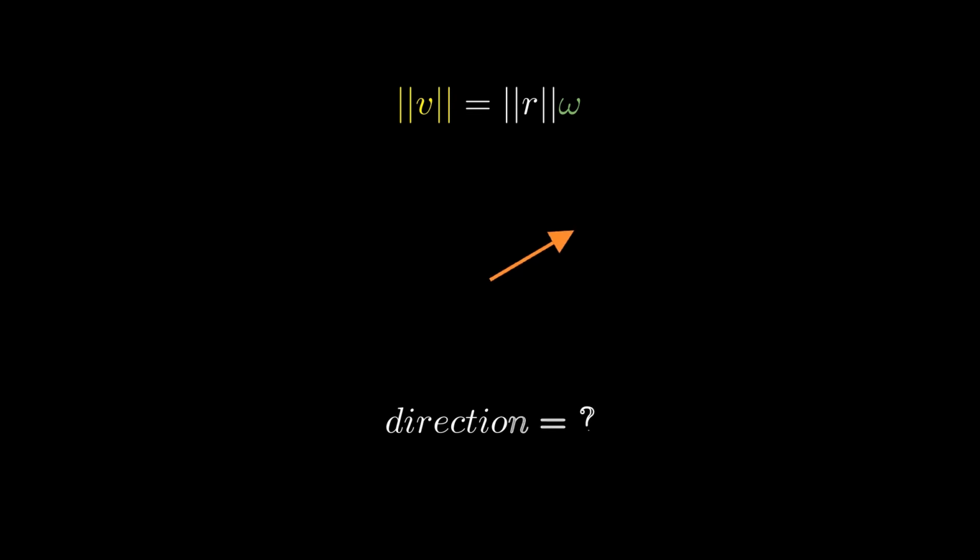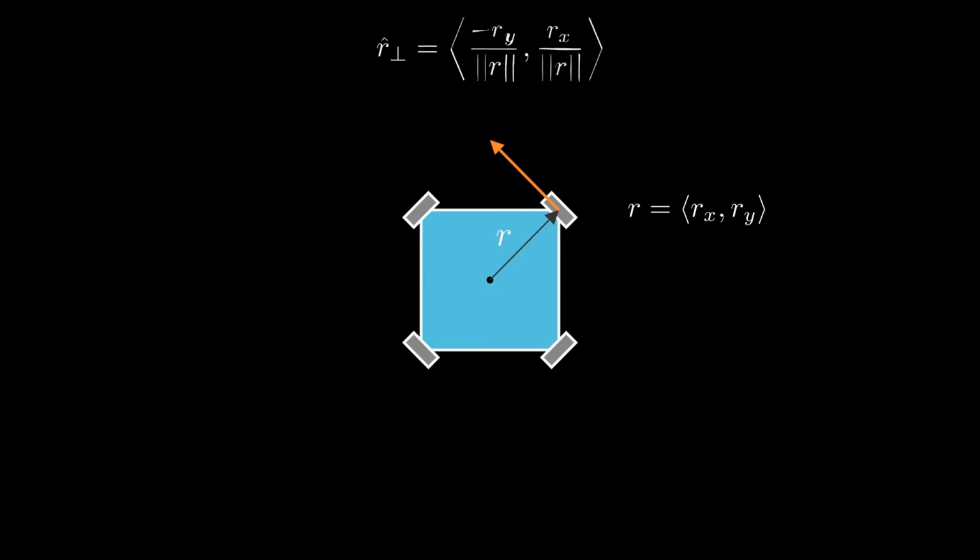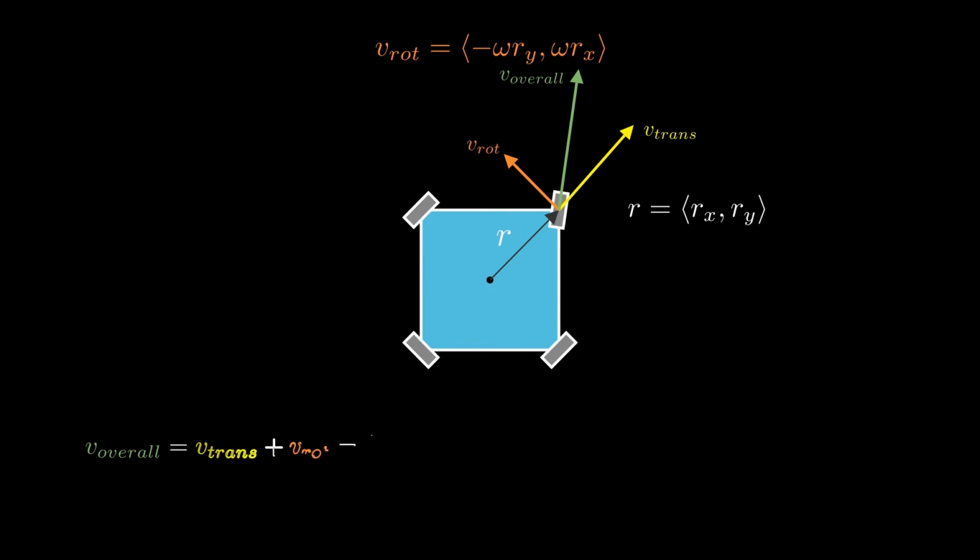We already have an expression for the magnitude of this tangential velocity, so all that's left is determining the direction. Since the position vector r is equal to (rx, ry), a vector perpendicular to this for counterclockwise motion is (negative ry, rx). Normalizing this gives us a unit vector that points in the direction tangent to the position vector. Multiplying this unit vector by the tangential speed v equals r omega causes the magnitude of the position vector to cancel out, which simply leaves us with the following, which gives us the rotational velocity vector for each module. Finally, to get the overall velocity vector, we can sum the rotational and translational velocity vectors.